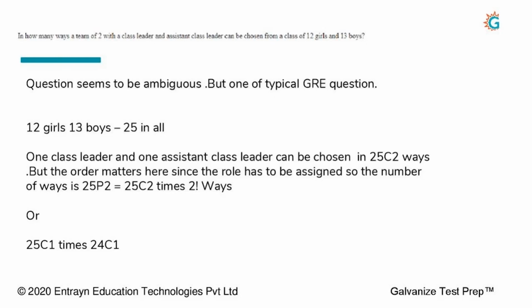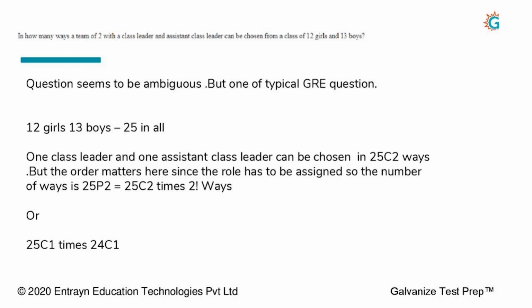Just to confuse you, the split up of the number of girls and number of boys is given in the question. There are totally 25. From 25, you're going to choose 2. That is done in 25C2 ways. But the 2 that you're going to choose, class leader and assistant class leader, it matters because the ordering matters, because it's a designation here. The first could be a class leader, second could be an assistant class leader, first could be an assistant class leader, second could be a class leader, right? So it's 25C2 times 2 factorial. This is the answer, right?